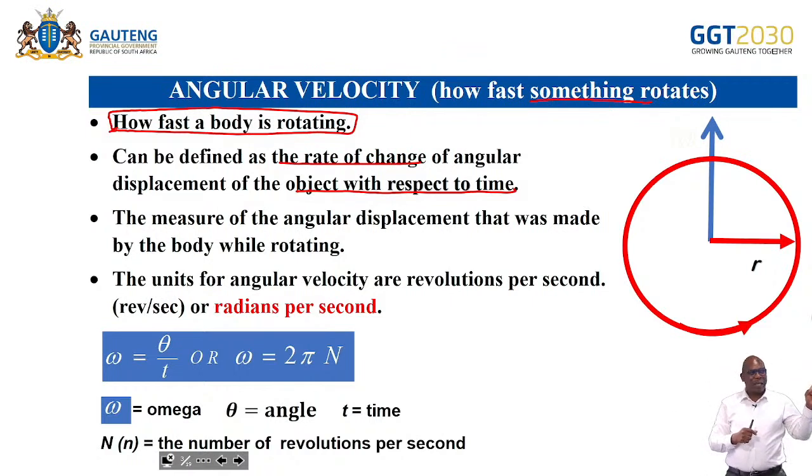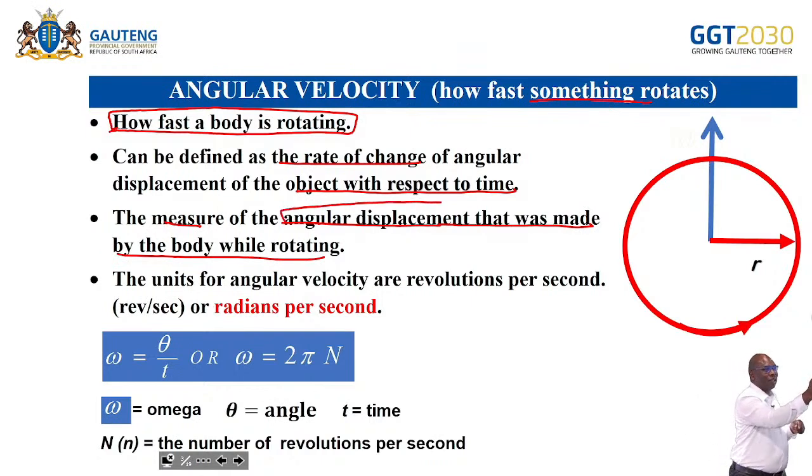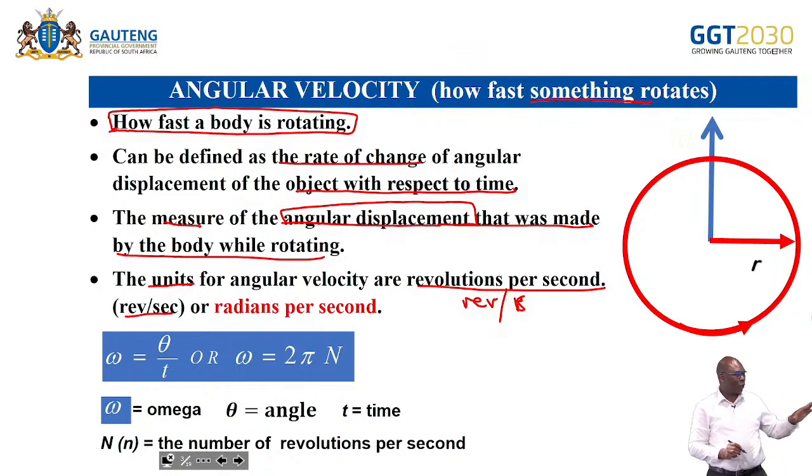It is also the measure of the angular displacement that was made by the body while the body is rotating. Whilst the body is rotating, we measure that angular displacement. Now the units for the angular velocity are revolutions per second. So here we are going to talk about revs per second.